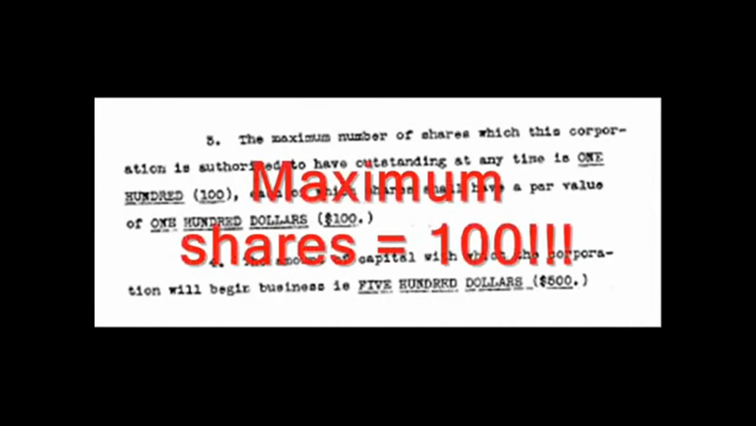is 100, each of which shares shall have a par value of $100. Number 4. The amount of capital with which the corporation will begin business is $500. Number 5. The corporation is to have perpetual existence. Number 6. The principal office of the corporation shall be located in the Centennial Building, Tallahassee, Leon County. Number 7. The number of directors shall be 3. Number 8. The names of the directors who shall hold office for the first year of the corporation's existence, or until their successors are elected and have qualified, and their post office addresses are as follows.